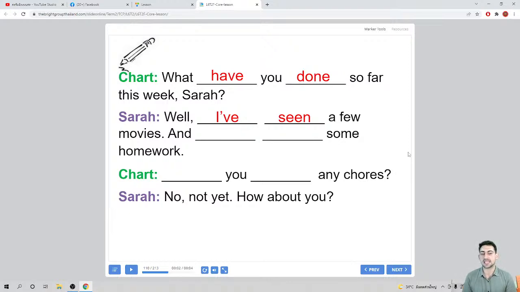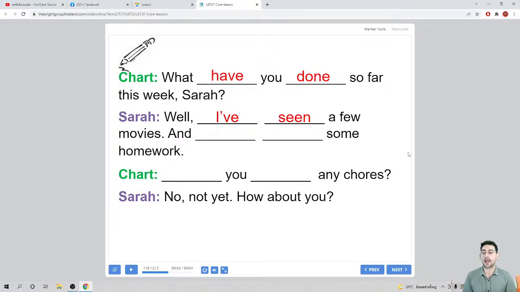I've seen a few movies, all right? We can use a contraction for the verb to have, yeah? And we can say I've instead of I have. But again, we have to use the auxiliary verb to have and the past participle to show a recent action in the past. Usually this recent action in the past has a present connection.